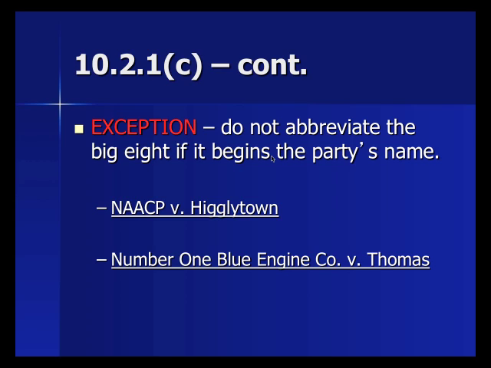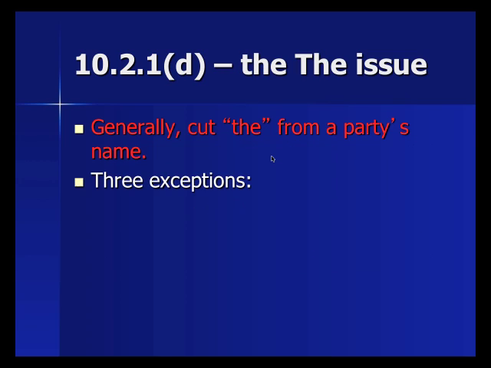So in this first example, we will keep the acronym for the NAACP. But in the second example, the first party's name begins with one of the Big Eight, number. But because this is a cite in a textual sentence, and number is the first word in the party's name, we will not be abbreviating number to N-O period.